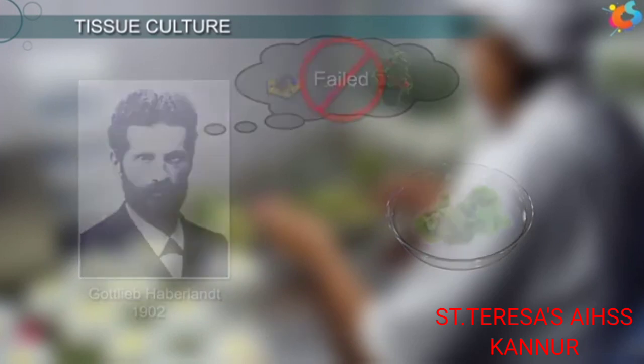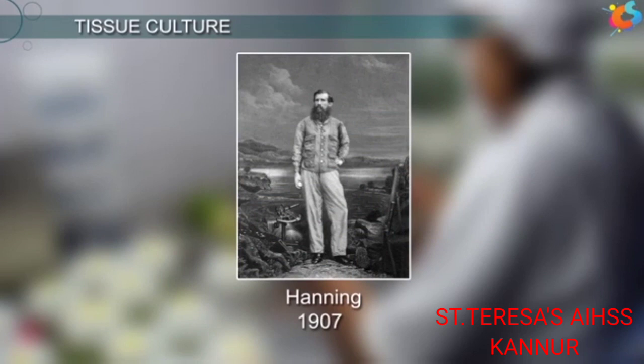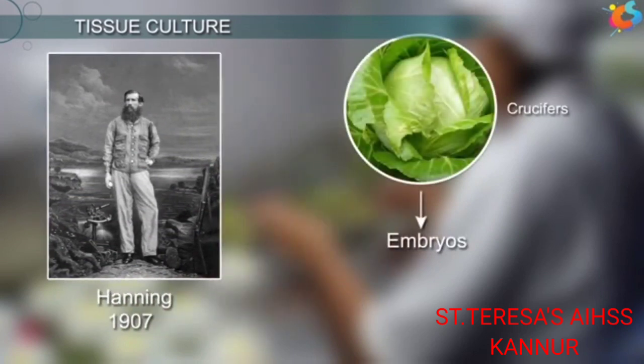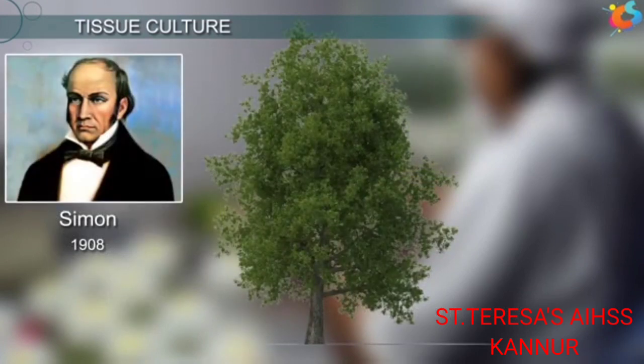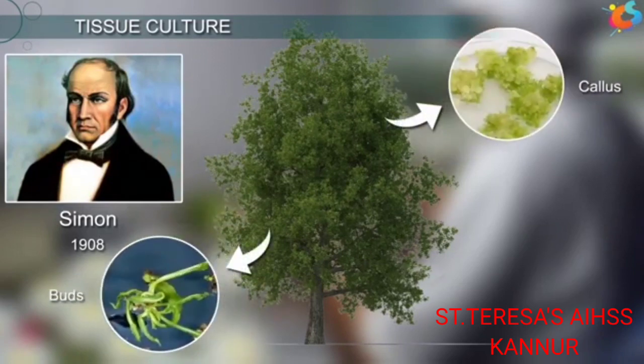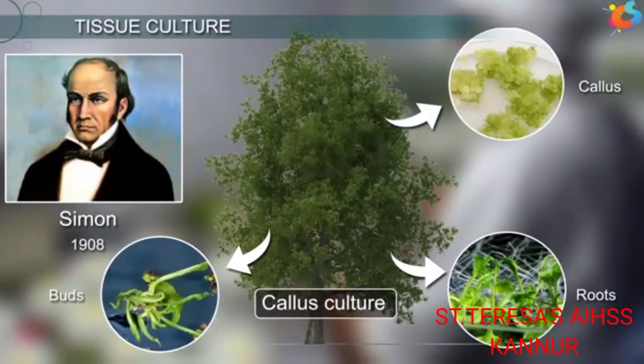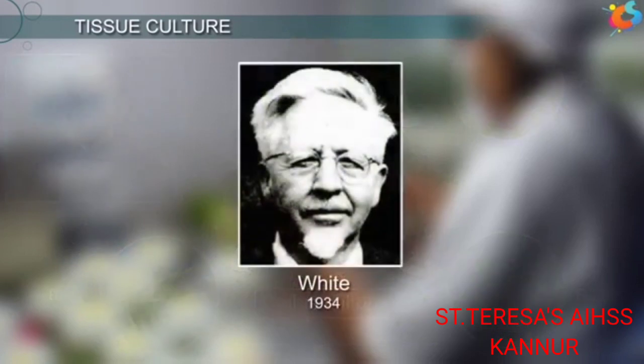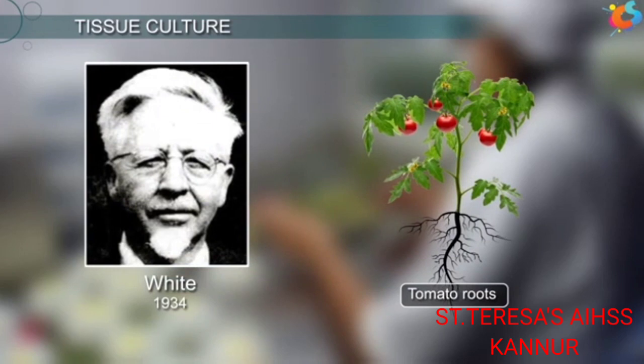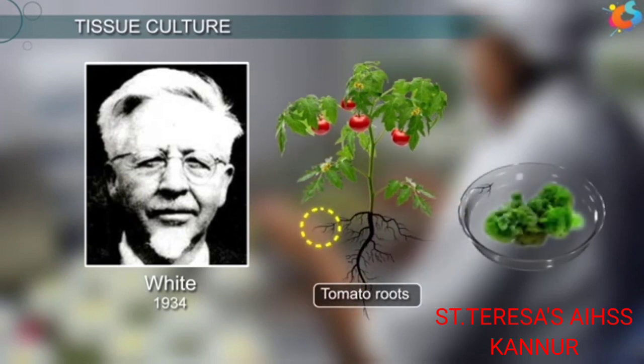Taking cue from his experiments, Hanning in 1907 took nearly mature embryos of crucifers and successfully grew them to maturity. In 1908, Simon regenerated callus, buds, and roots from poplar stem segments and established the basis for callus culture. A breakthrough came from White in 1934, who experimented on tomato roots. He reported that not only could cultured tomato root tips grow, but they could be repeatedly subcultured to fresh medium of inorganic salts supplemented with yeast extract.